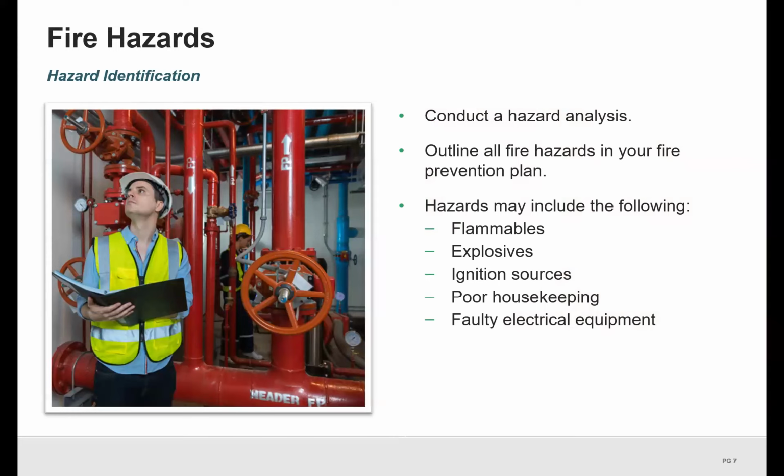Identifying the fire hazards in your operation is the first step to developing a formal plan. Conduct a hazard analysis and outline all fire hazards within your plan. Hazards may include the following: flammables, explosives, ignition sources, poor housekeeping, or faulty electrical equipment.